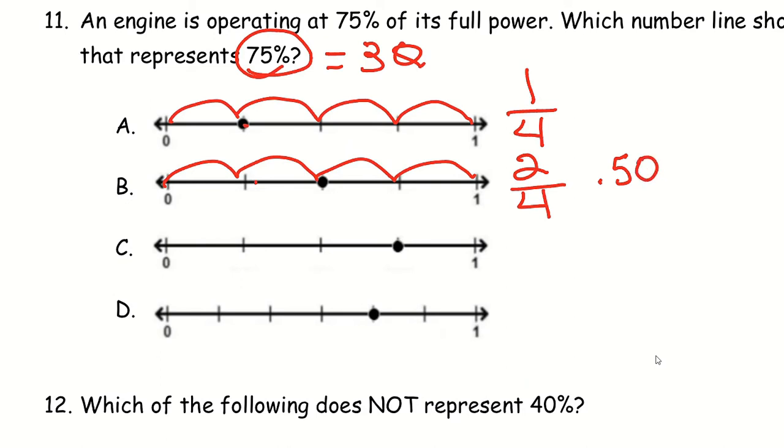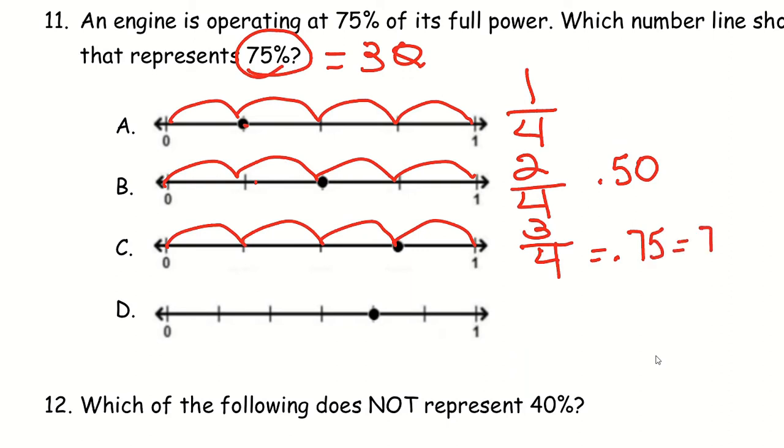Here we go. Count them. 1, 2, 3, 4. Fourths. Ooh, 1, 2, 3 quarters. 3 out of 4 quarters is how much? 75 cents, which is going to be 75%.